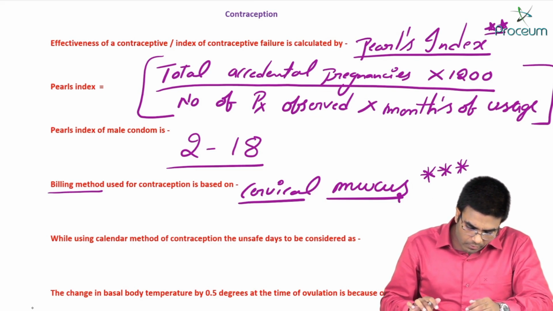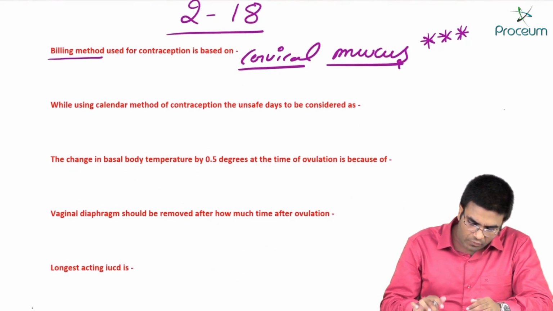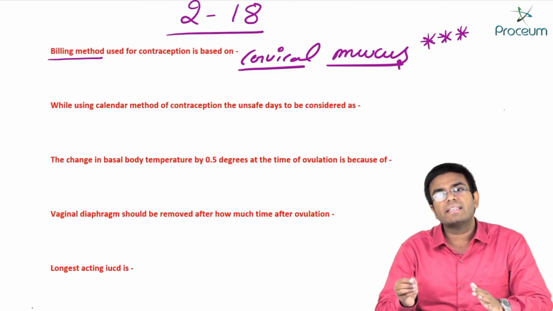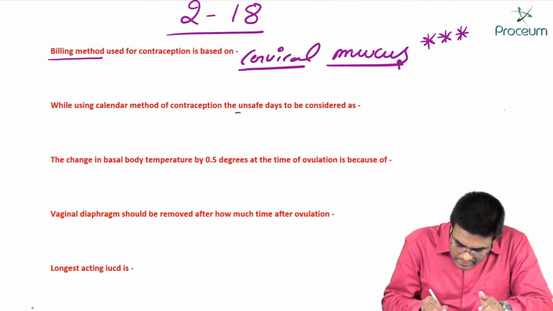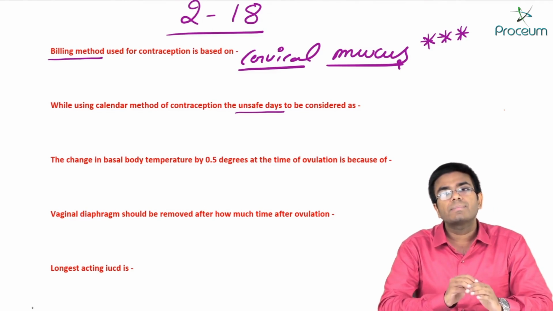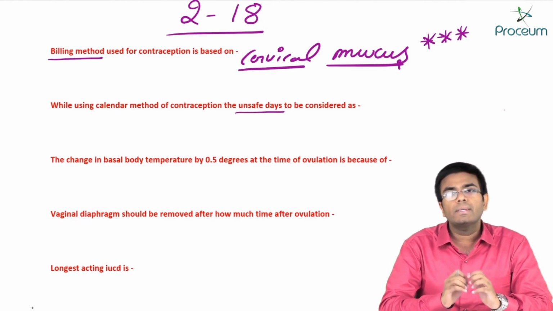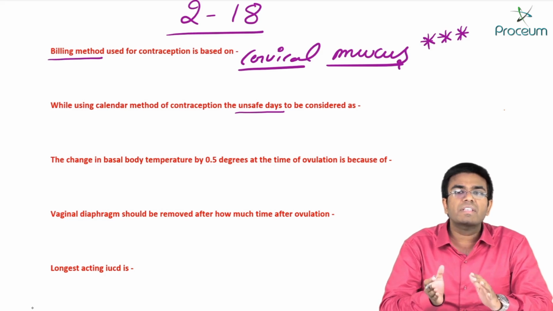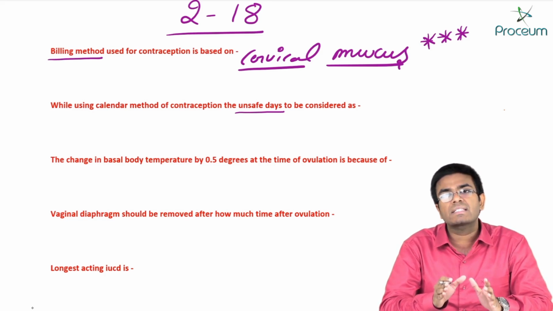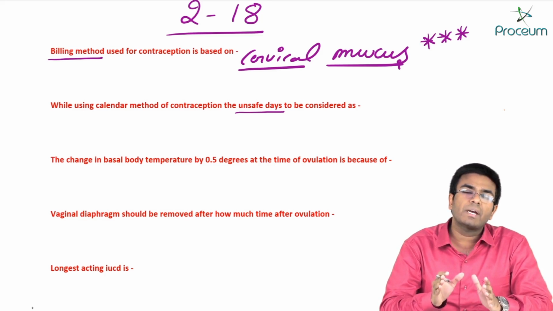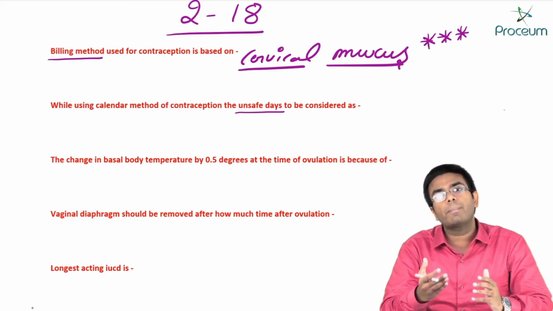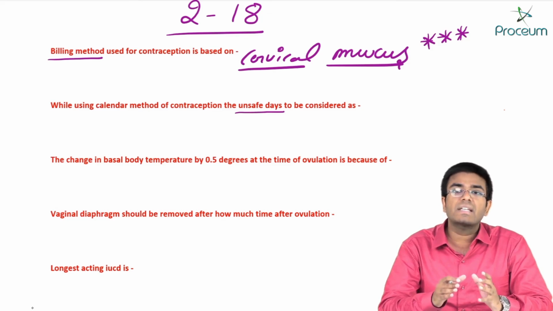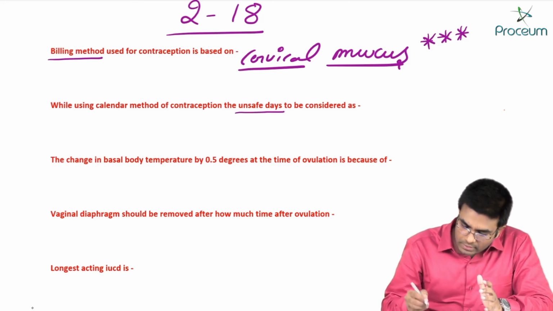Important. Now, while using calendar method of contraception, the unsafe days are, so which days in a calendar month are considered to be unsafe? Unsafe in the sense, if the female and male participate in intercourse, there is a chance that they can become pregnant. Okay, she can become pregnant. So which days are considered as unsafe days?